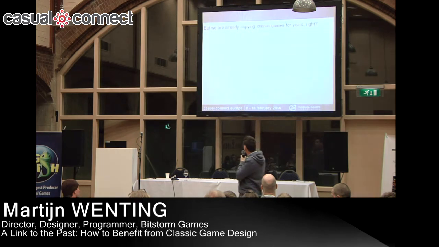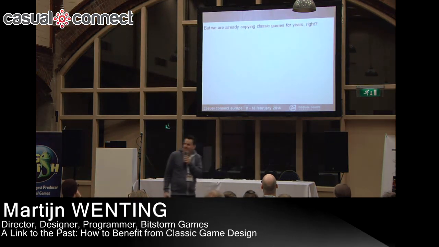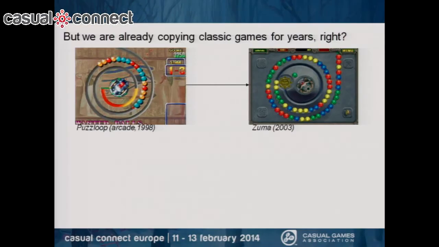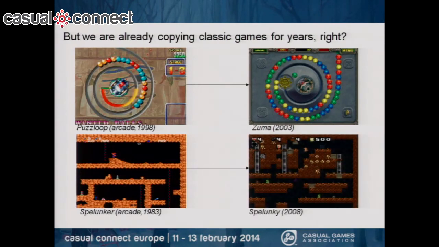So this is where it all starts. But you can say, well, we've been copying classic games for years, right? Yeah, well, okay. Puzzle Loop. Yeah, we can just copy it one by one. Spelunker, another more recent example. Sure. So, what's the trick to getting new and original games? Obviously, not just cloning them.